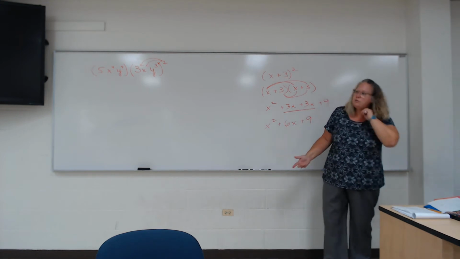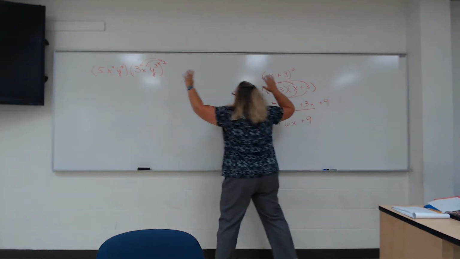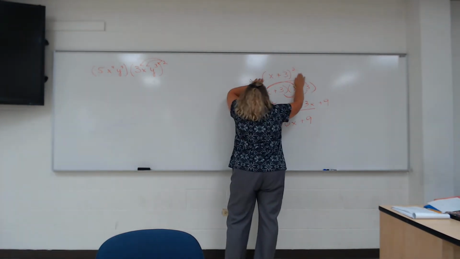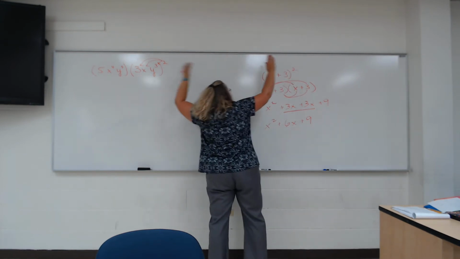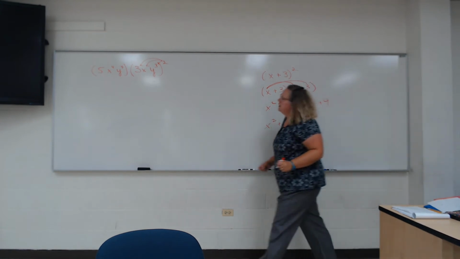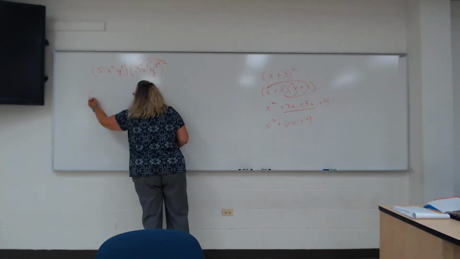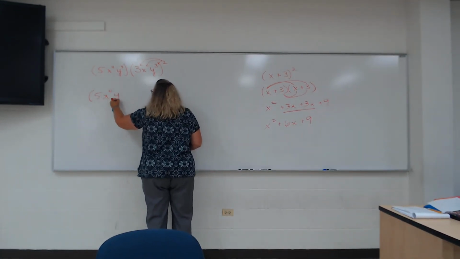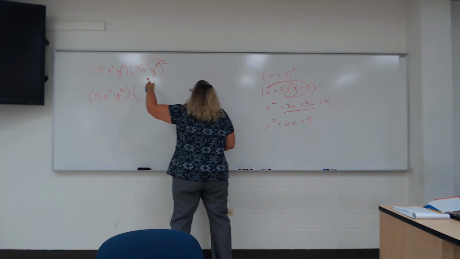No addition or subtraction. Number one mistake here. Why do I bring it in here? Why do I not bring it in here? No addition. Okay. Number one mistake, or confusion, I should say. All right, so 5x to the fourth, y to the fourth. So what's this going to be?